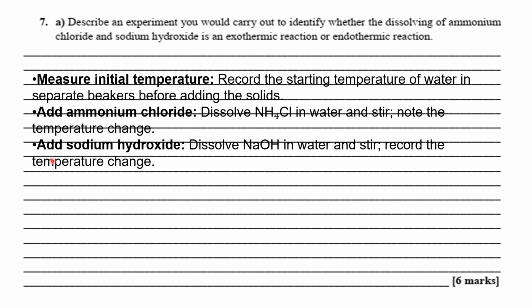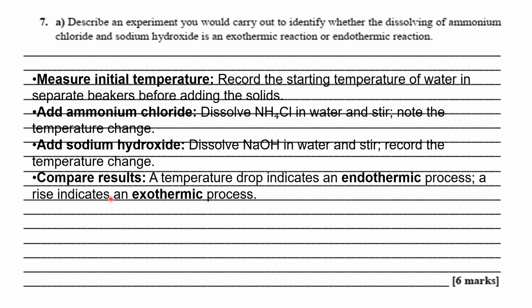Then you repeat the experiment by adding sodium hydroxide. Dissolve sodium hydroxide in water and stir. Record the temperature. So these are two separate experiments, and already you have 4 marks. Then you compare the results.